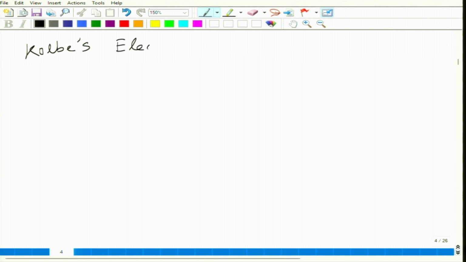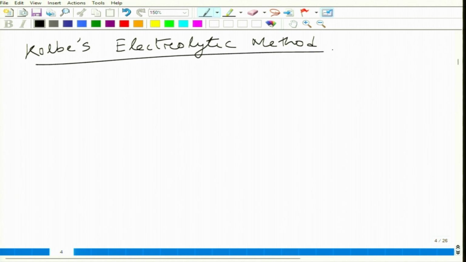Kolbe's electrolytic method. Okay. In Kolbe's electrolytic method, what happens?